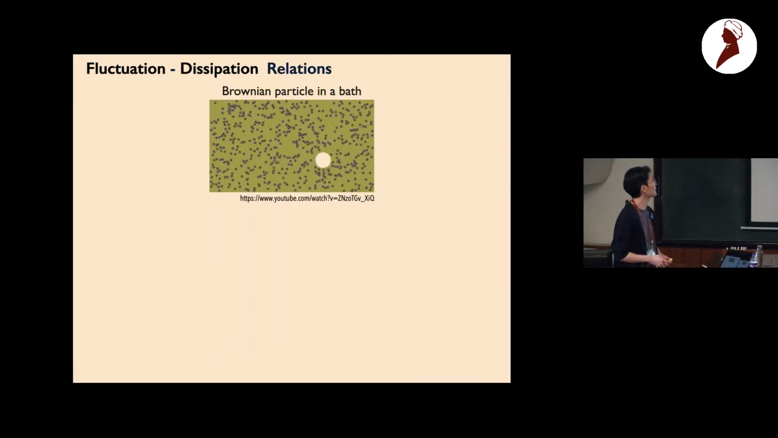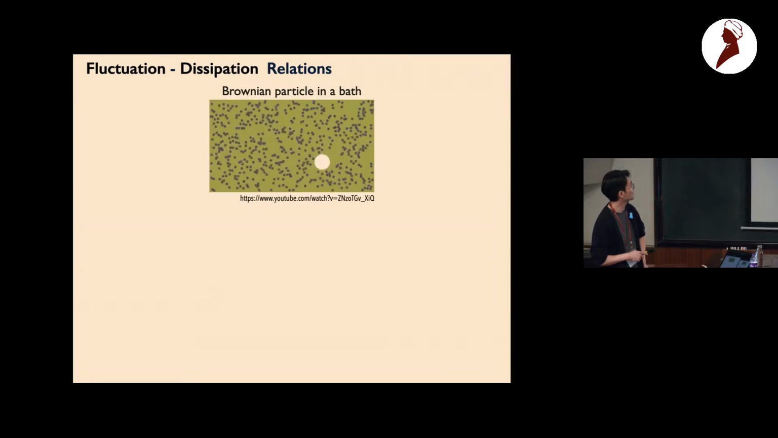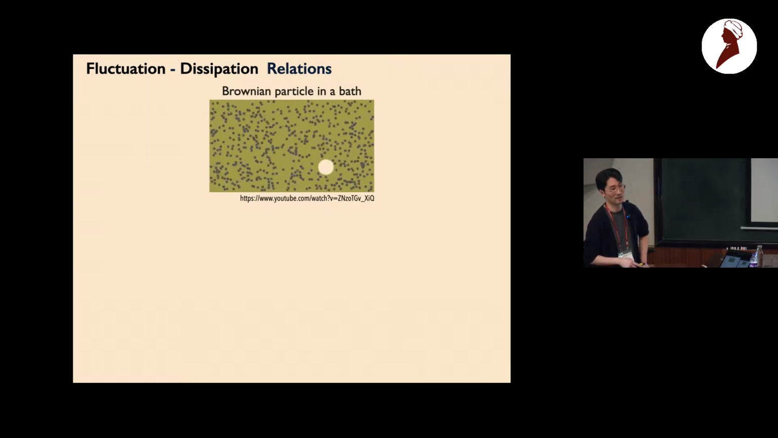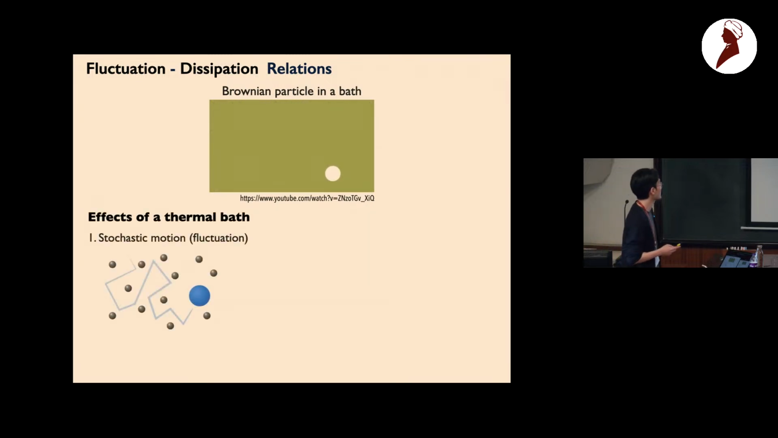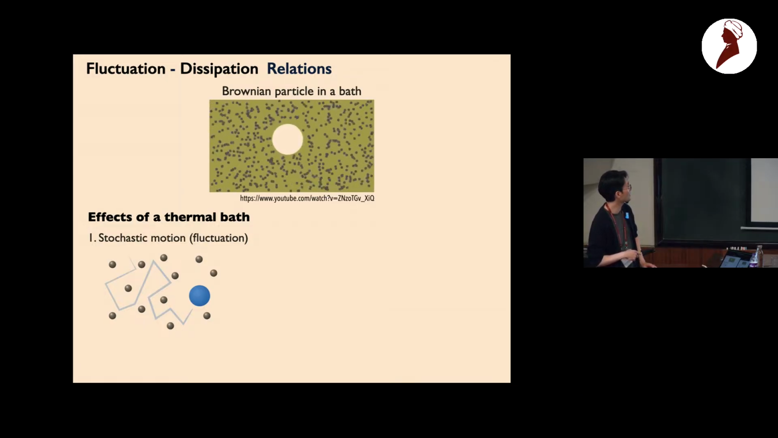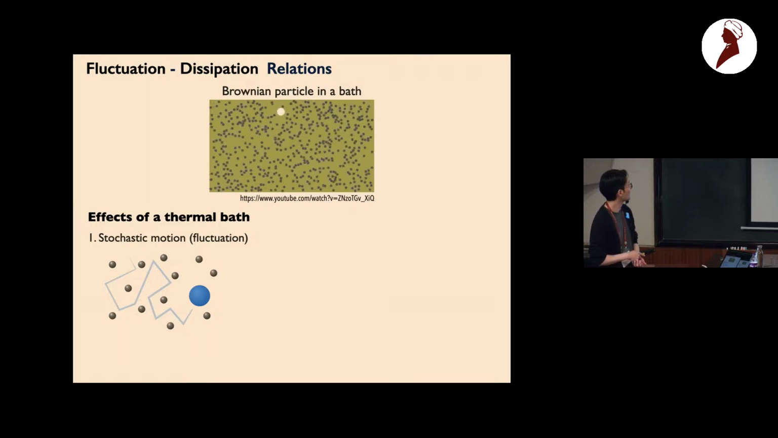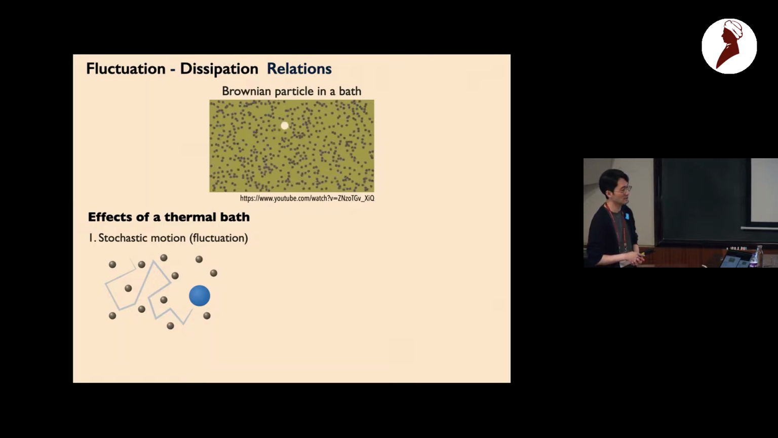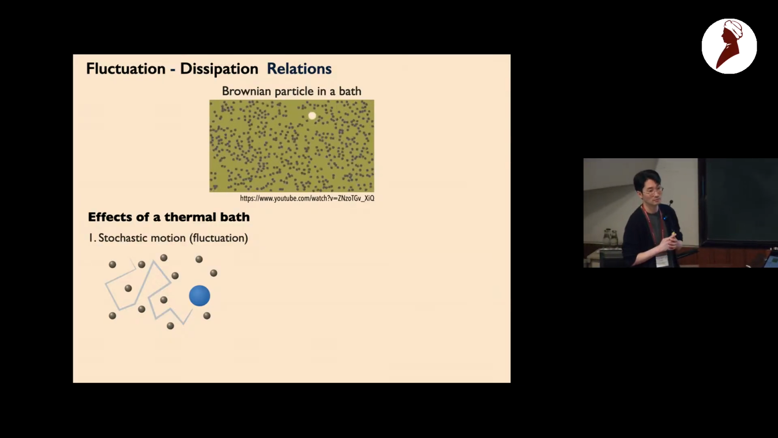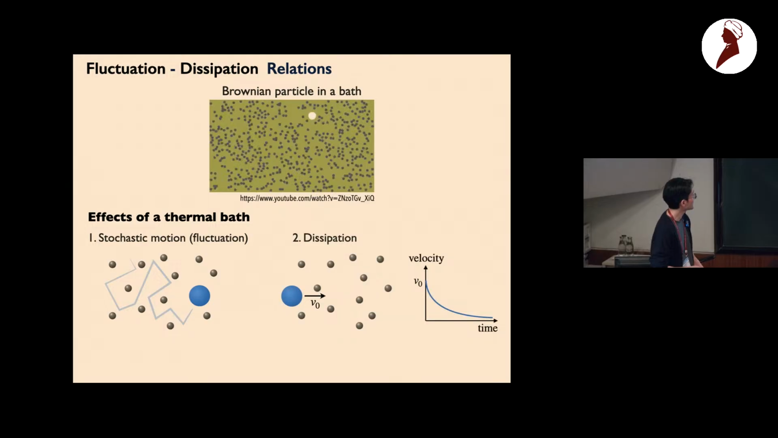This movie shows a Brownian particle in a bath. Here the large ball is a Brownian particle and the small balls are bath particles. So what are the effects of the thermal bath? The first obvious one is that it gives a stochastic motion, or fluctuation, of the particle. This originates from the interaction between the Brownian particle and the bath particles. The second effect is dissipation. For example, if we put a particle with initial velocity v0, then this velocity will decrease in time. This also originates from the interaction between the particle and the bath particles.